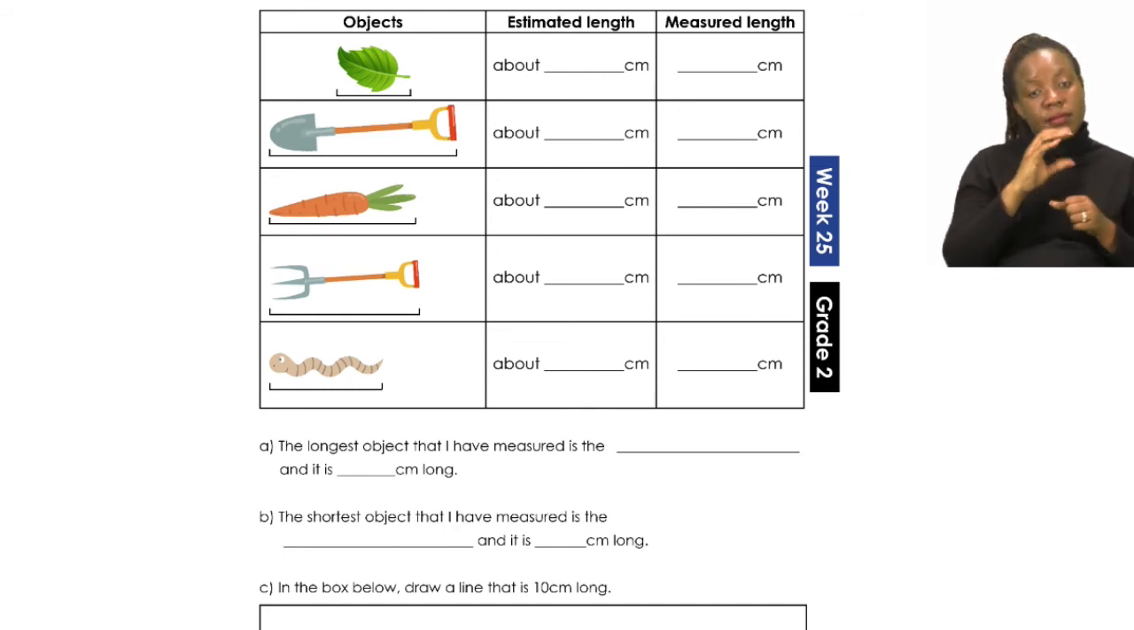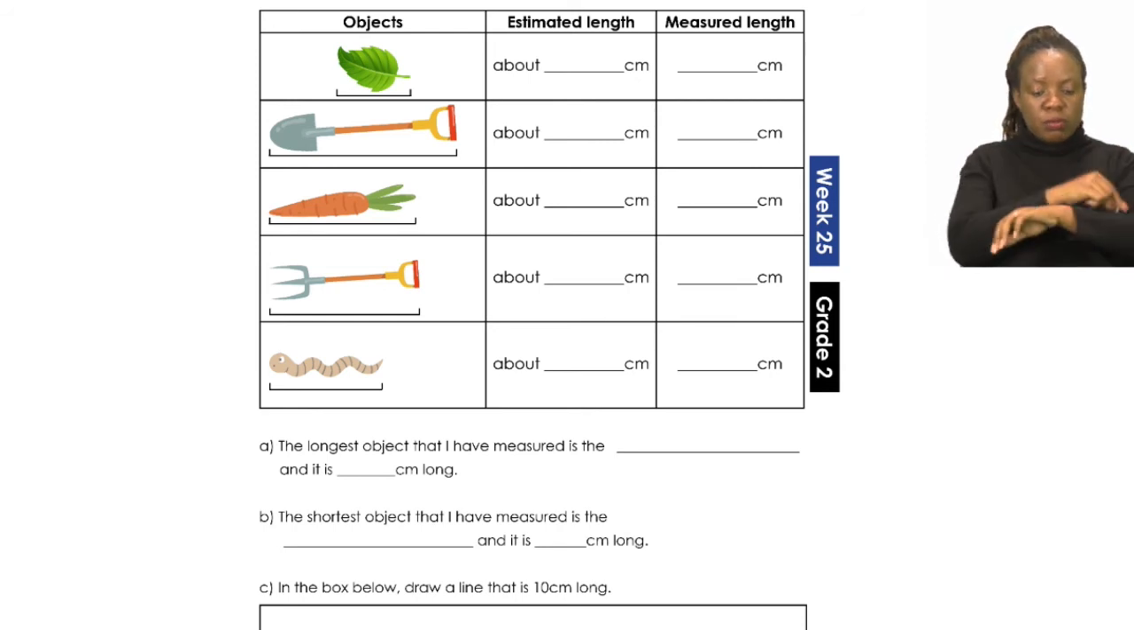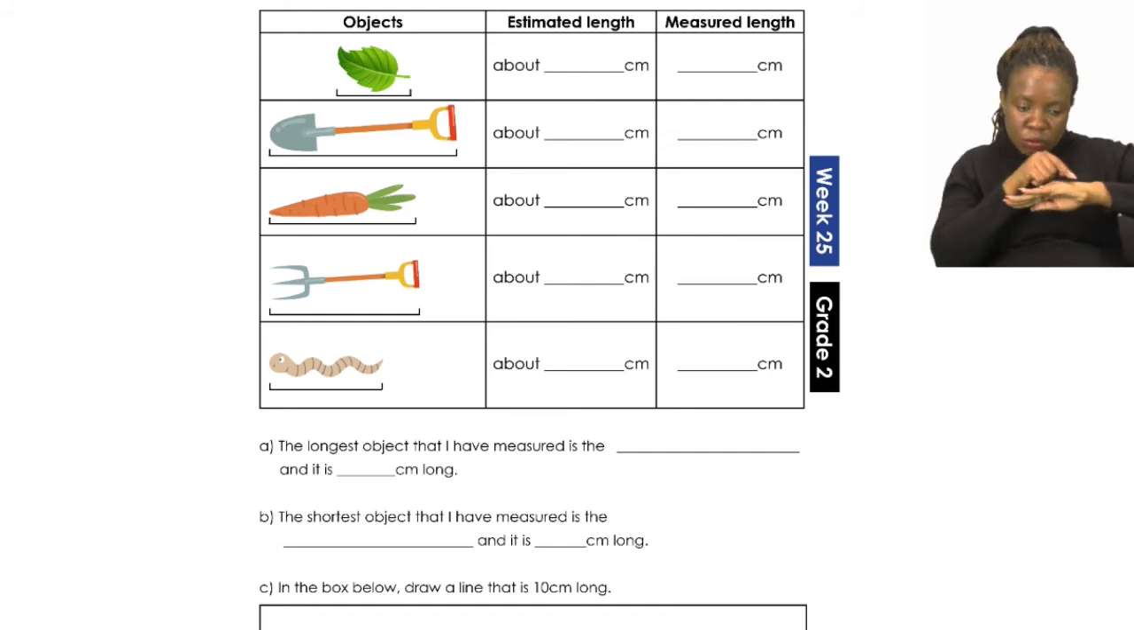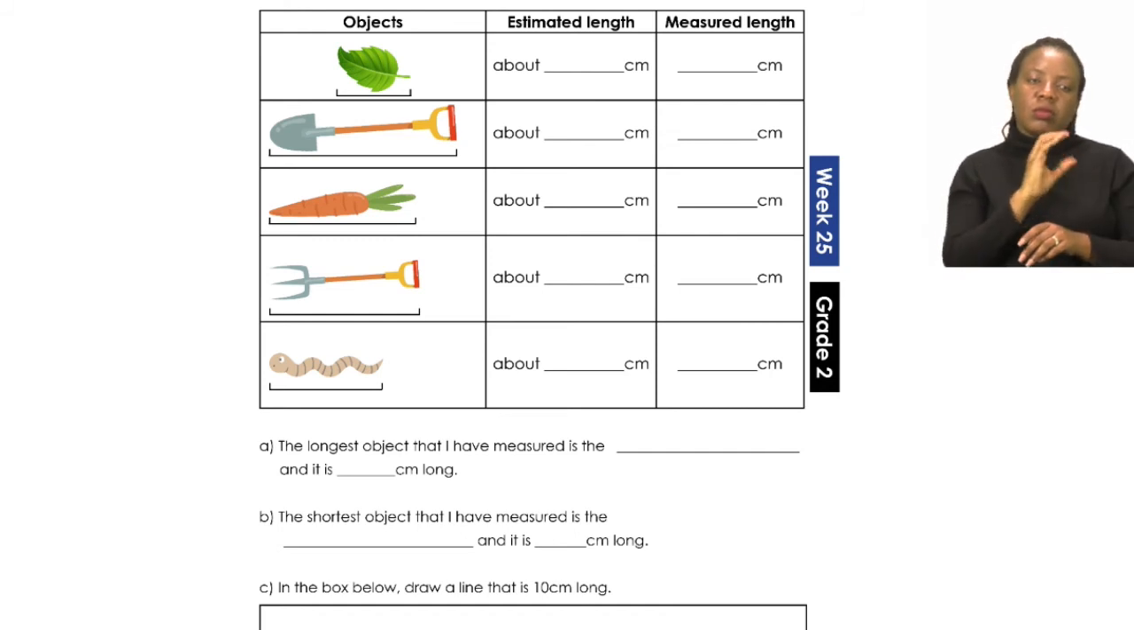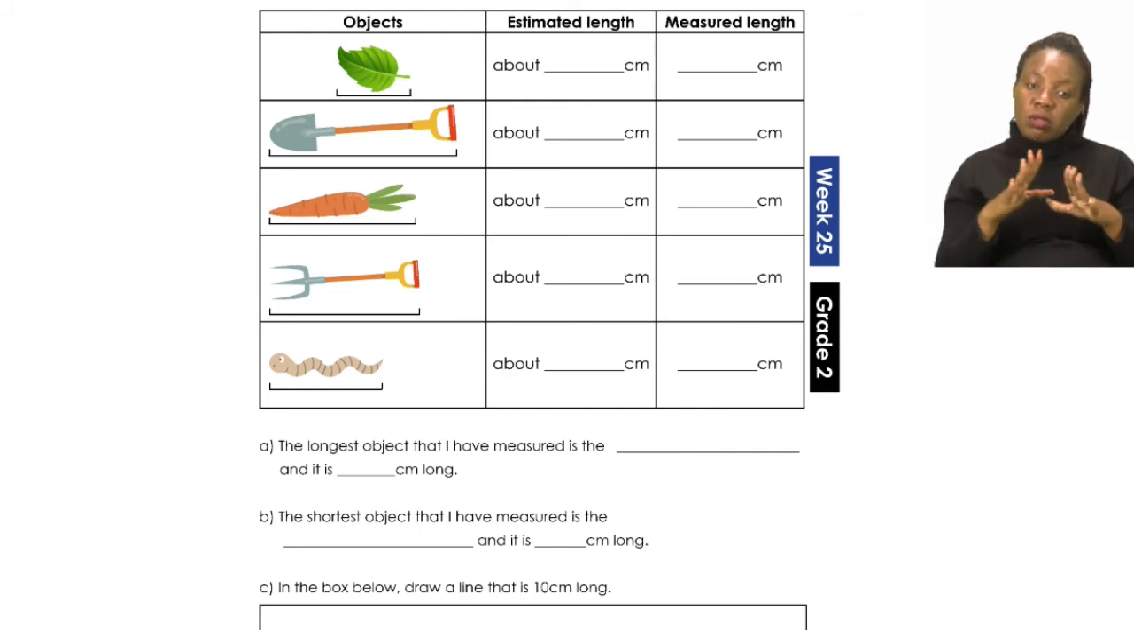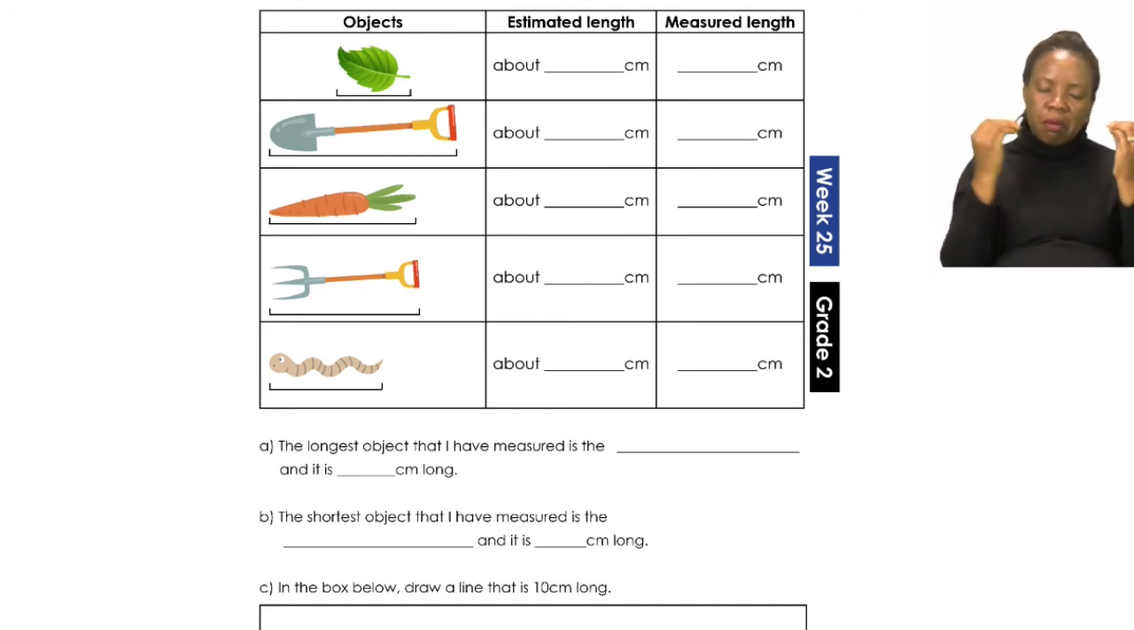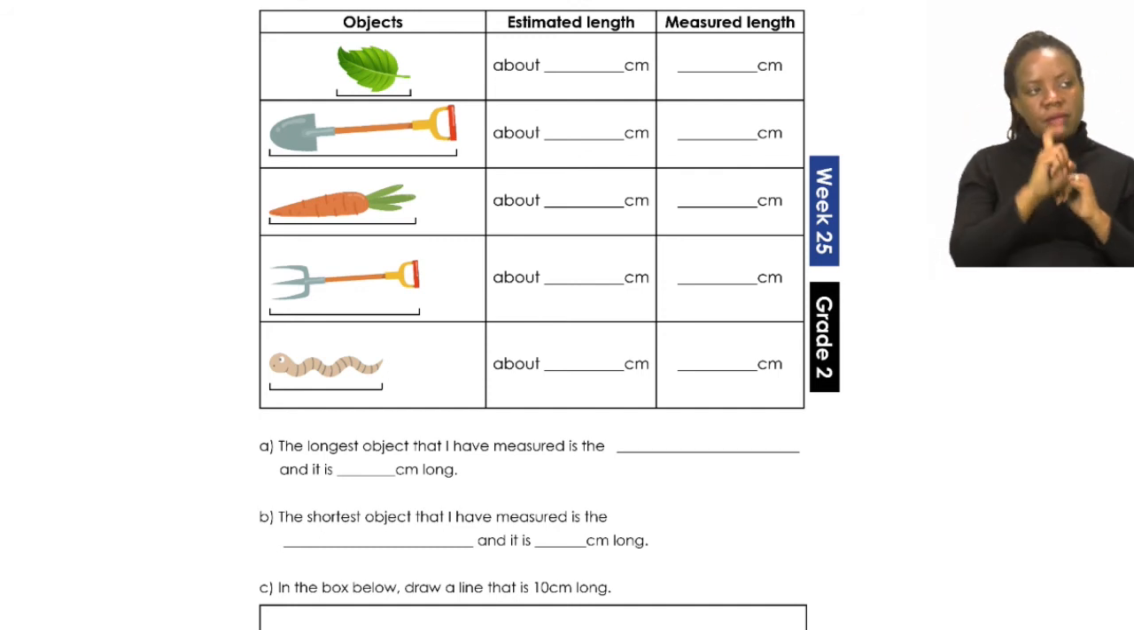And then question C, it says in the box below, draw a line that is 10 centimeters long. Now what you can do is you take your ruler and you draw a line that is 10 centimeters long. Okay, now I'm going to leave you to do the activity and finish it on your own. Remember, you can always ask someone for help if you don't know or still don't understand what to do. We will be back after the short break.